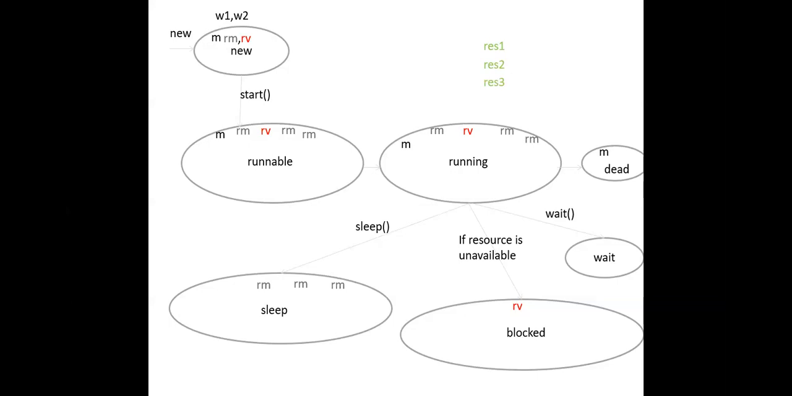Meanwhile, will RV at least now be able to come back? No, resource 1 is still not available. After some time, Rama comes back to runnable, and from runnable it goes to running. Whenever it goes to running, it will immediately release all the 3 resources one by one. Please observe: RM went to the dead state, but meanwhile all the 3 resources have been released.